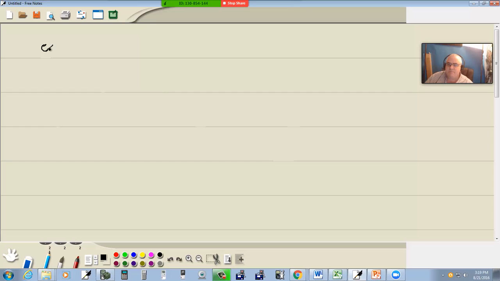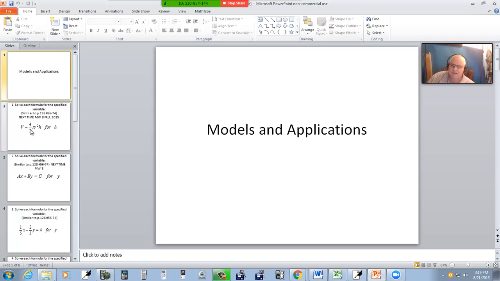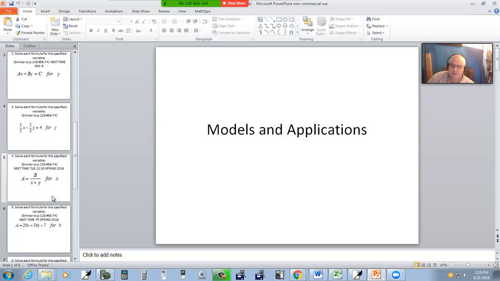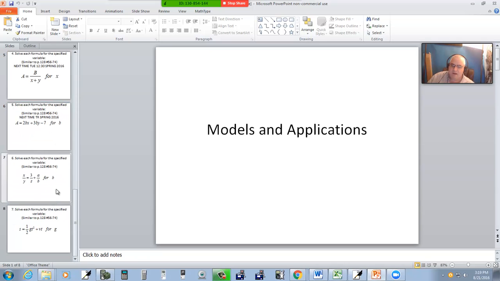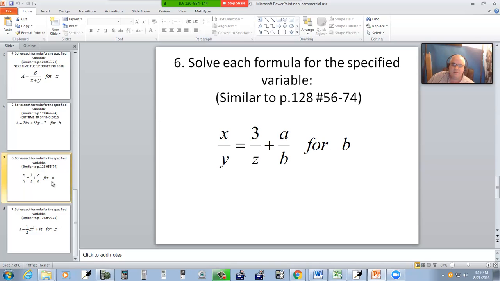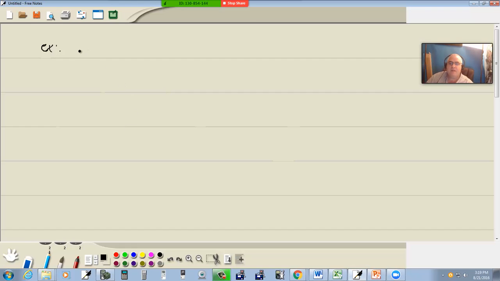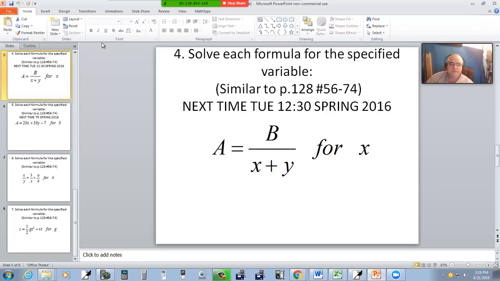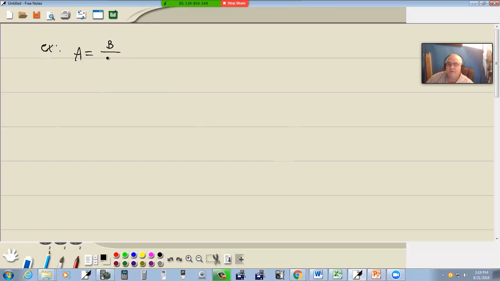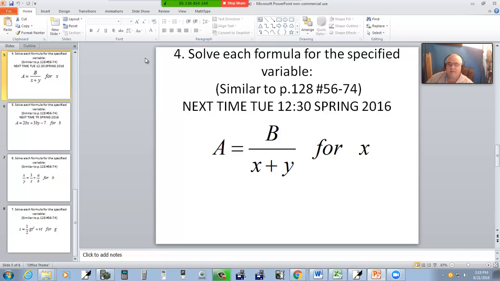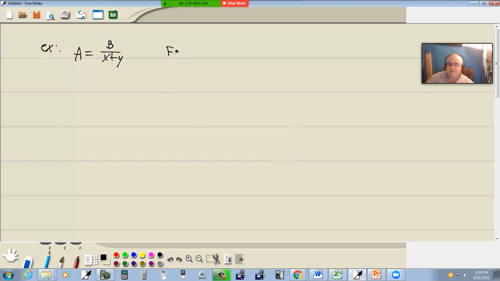So for example, I might have some examples up here actually. Some of these I can make up fairly well, some not at all. This one actually might show up pretty good, but let me show this one first. I got A is equal to B over x plus y, and I want to solve that for x. Okay, so we're going to go through our steps.